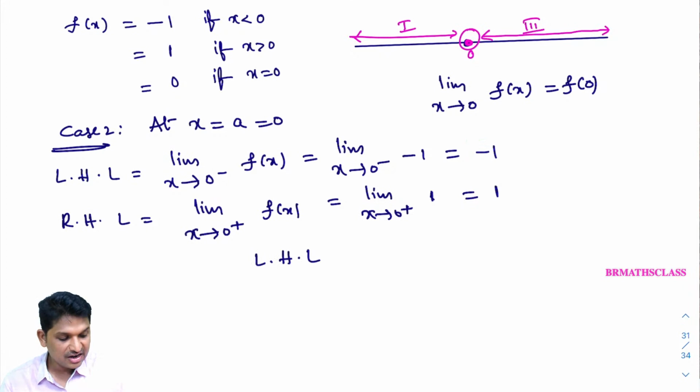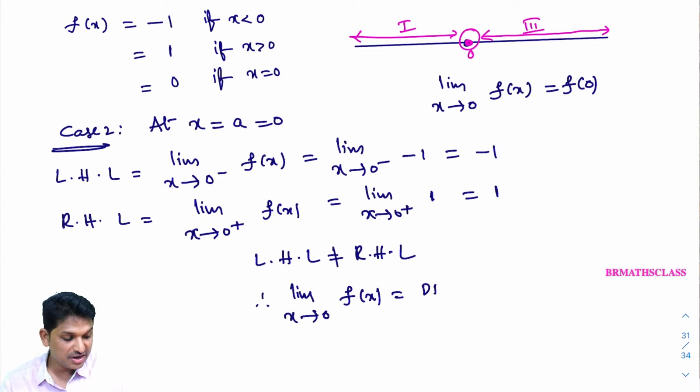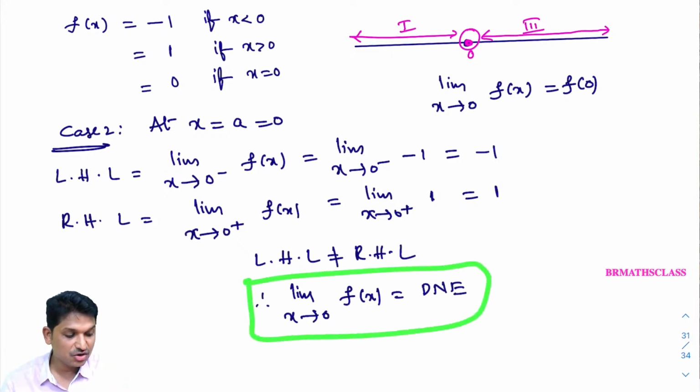So I'll write here, left hand limit is not equal to right hand limit. So what is the conclusion? Therefore, limit x approaches 0 of f of x, what about this one? This limit does not exist. Limit of the function does not exist.